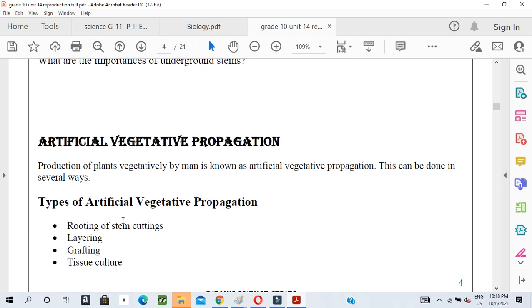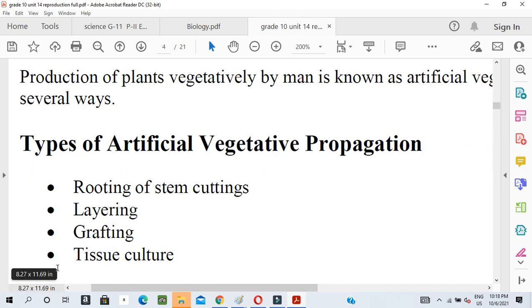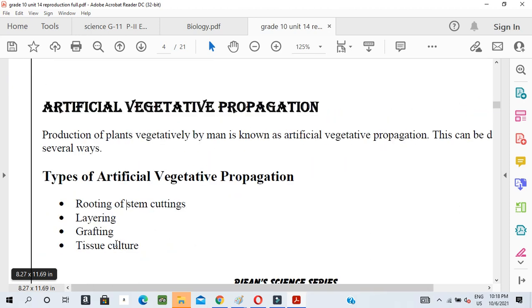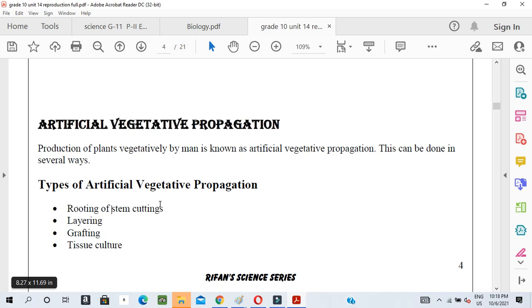Now, artificial vegetative propagation. In artificial vegetative propagation, we do vegetative propagation with human involvement. According to your syllabus, there are four methods. One, rooting of stem cuttings. Second, layering. Third, grafting. Fourth, tissue culture. Inshallah, in tomorrow's discussion, we will be discussing this part.